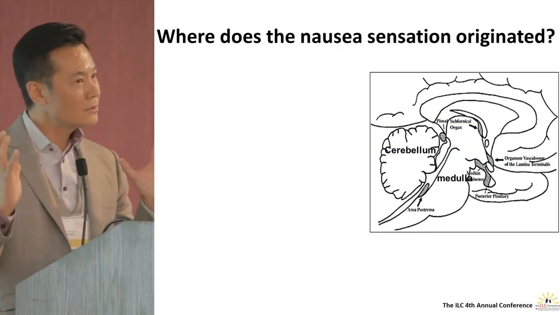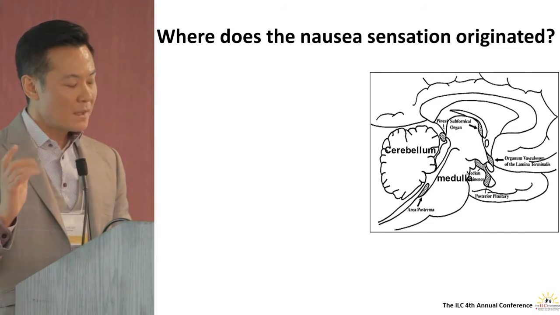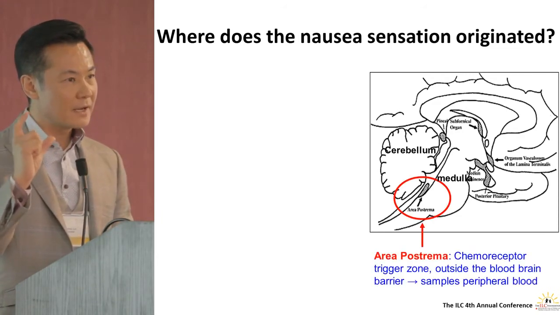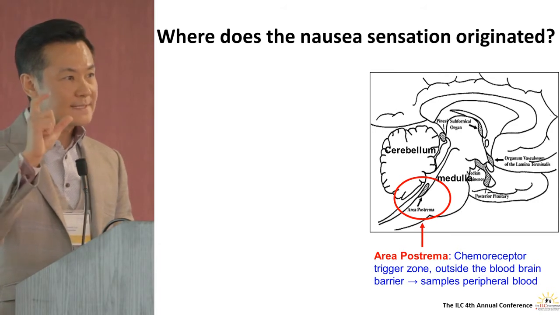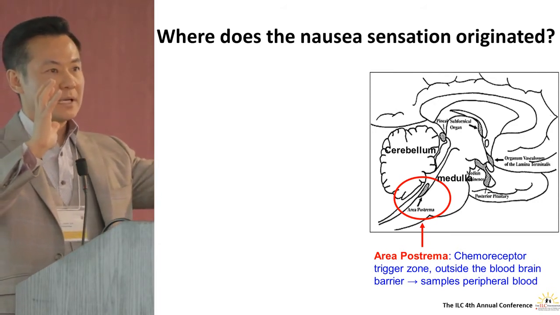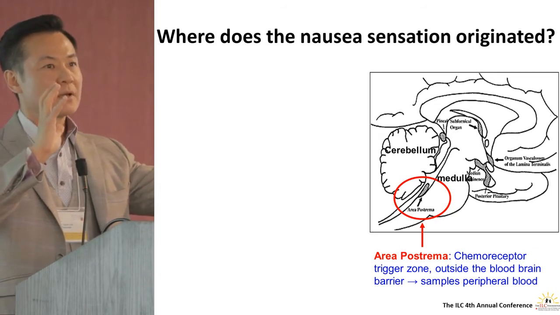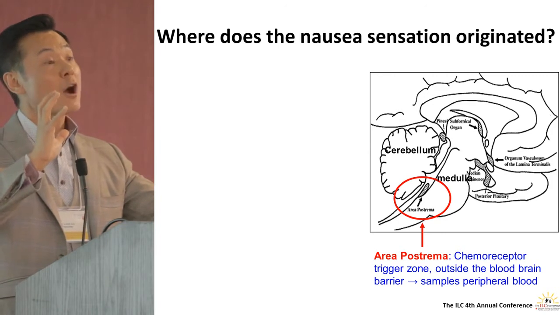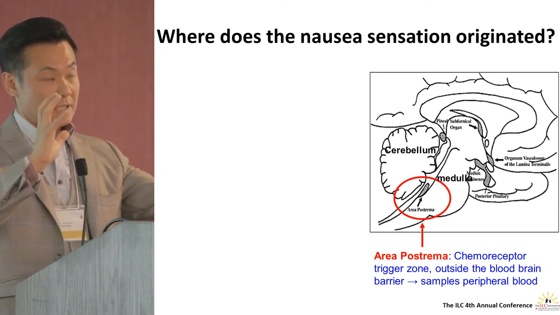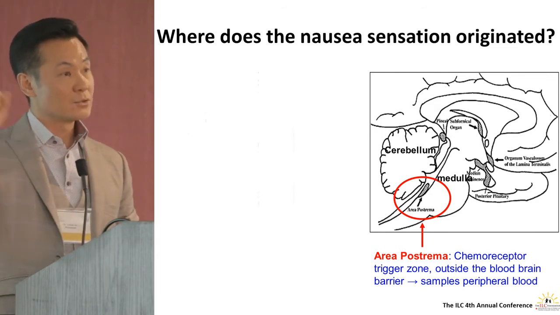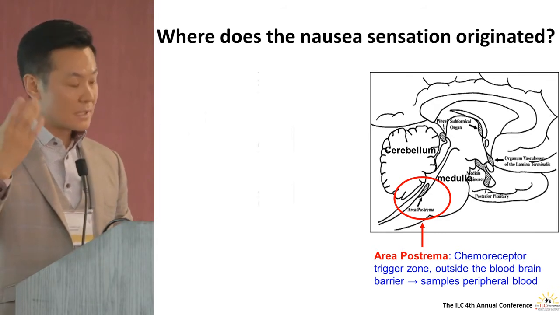So how do we feel nausea? There's something called the chemoreceptor trigger zone. It's a very tricky, funny area in your brain stem that samples what is in your peripheral blood. It's called the chemoreceptor trigger zone because it samples what is in your blood circulation. That's why when a toxin is circulating in your blood, it's sampled and then signals and crosses to the vomiting center, and you vomit it out. It's not right for you.